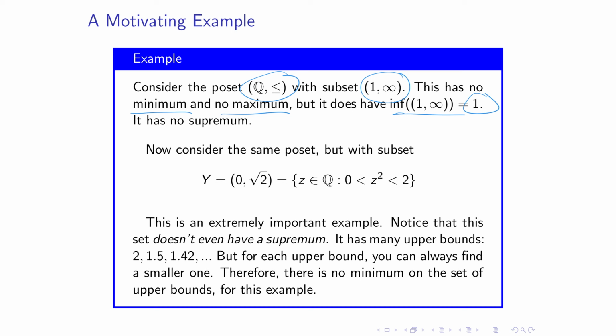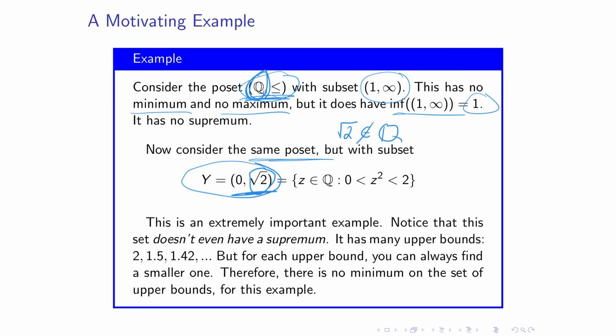Now, that's not terribly interesting. But now consider the same poset, the same rational numbers ordered by less than or equal to, but this time consider the set 0 to square root 2, exclusive on both ends. Now, you may not like talking about 0 to square root 2 when we're talking about the rational numbers, because after all, square root 2 is itself not a rational number.